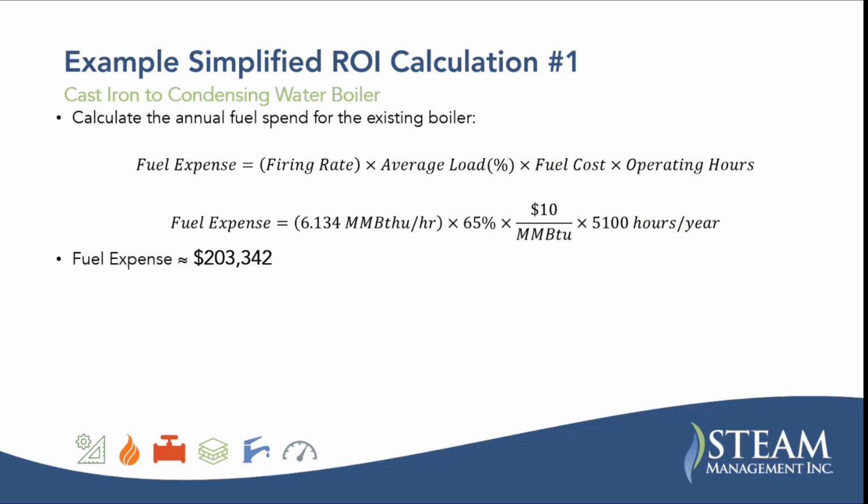For the condensing boiler, first we're going to calculate our fuel expense based on that. We're going to say it's at 65% load. The fuel cost is $10 per million BTU or $1 per therm. And you're going to have a $203,342 fuel expense.